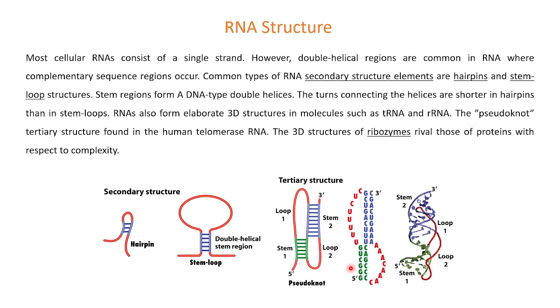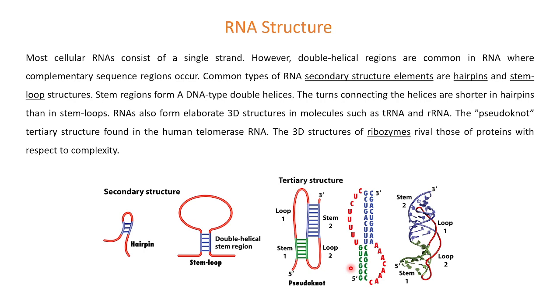RNA also forms 3D structures in molecules like ribosomal RNA or transfer RNA. There is also the pseudoknot, which is found in the human telomerase RNA. These 3D structures, such as those of ribosomes, rival those of proteins with respect to complexity. So what we need to know is how these secondary structures are formed and what the different types of secondary structures are.